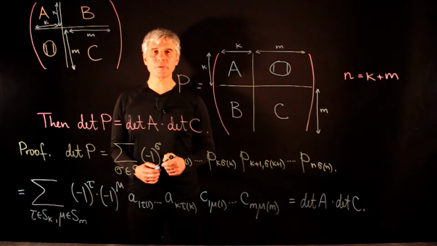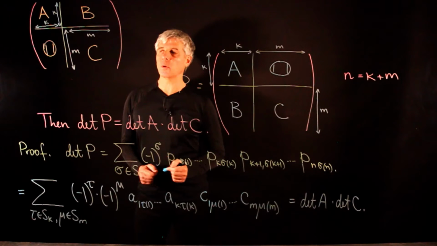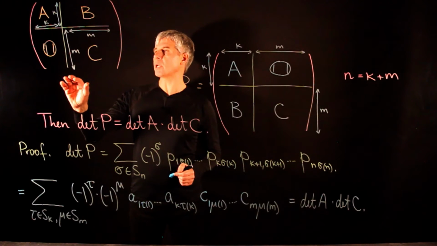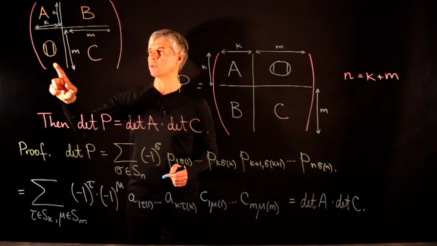Since the determinant of a matrix does not change when we take the transpose, this result also applies to a matrix of block type where we have the block of zeros in the bottom left corner.